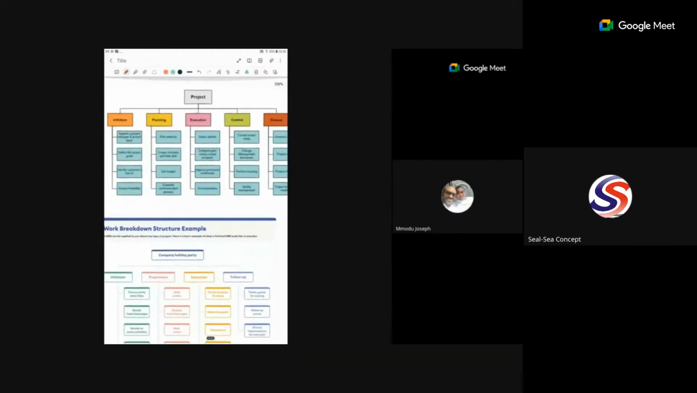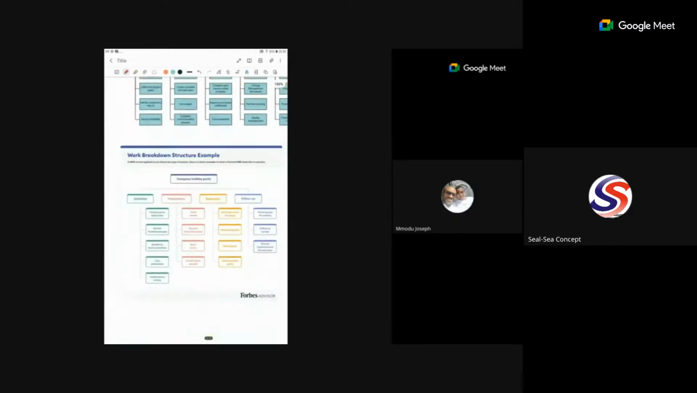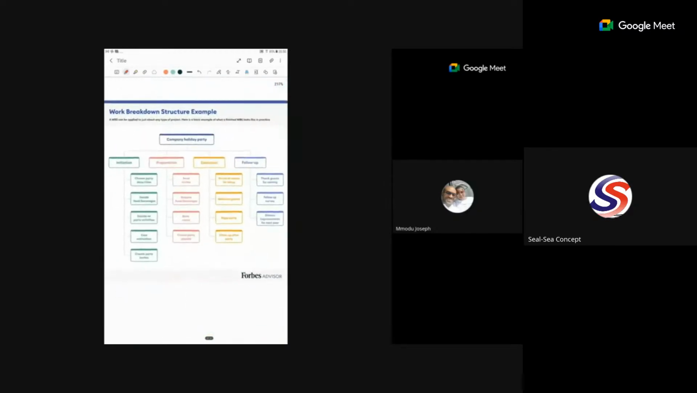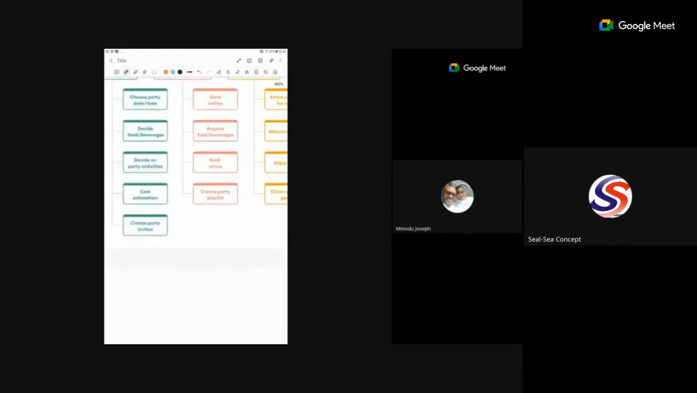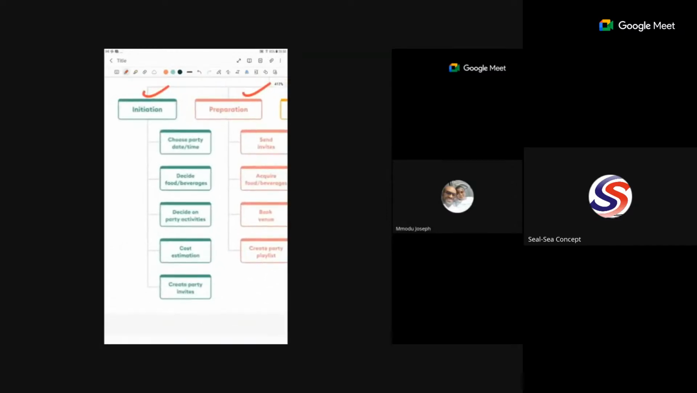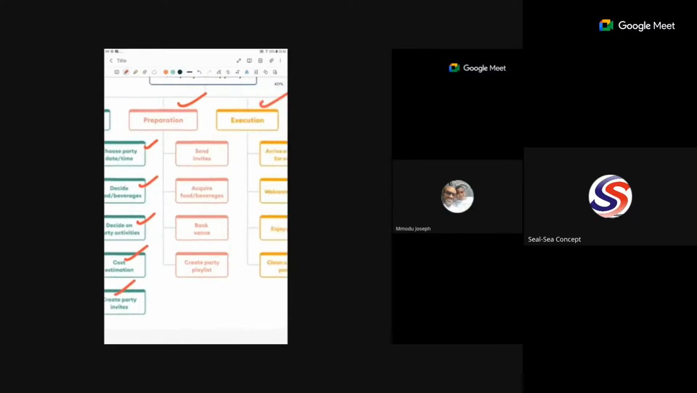So you can see this is another example. Look at another one. This one is a company holiday party. So in this, what would they have to do? There will be initiation, there will be preparation, there will be execution, there will be follow-up. In order to initiate this holiday party, what do they have to do? Under the initiation, we have to choose the party dates. We have to decide the kind of food that will be served, decide on the party activities, cost estimation, create party invitation. That's the invite.